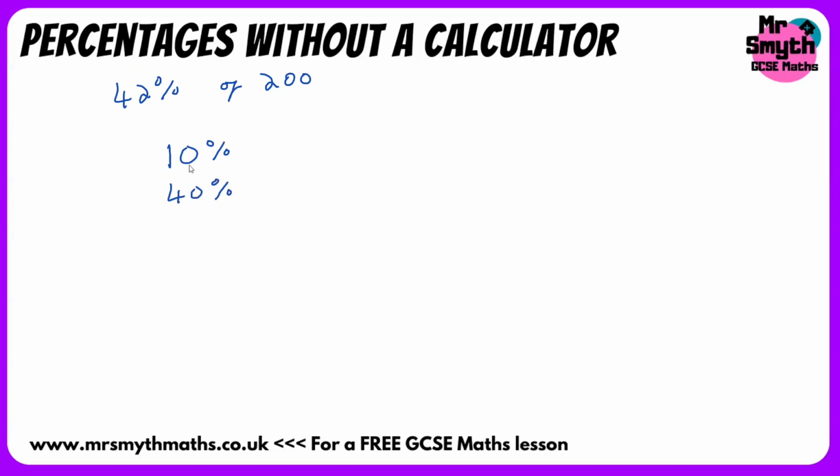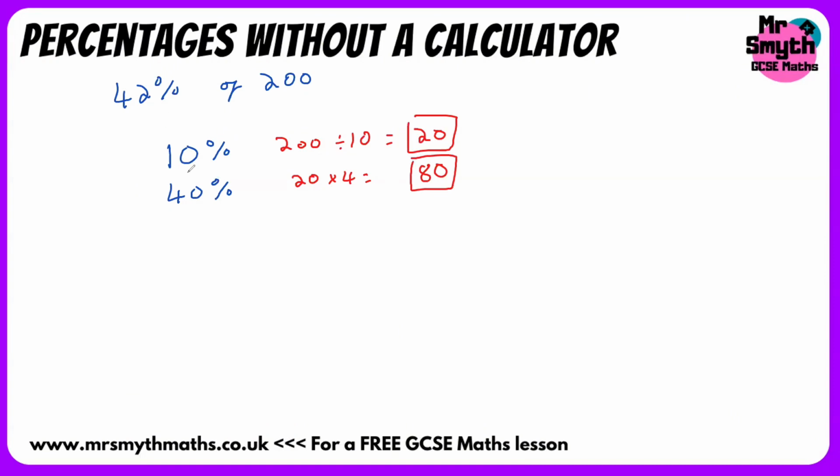So to work out 10%, I'm going to have to do 200 divided by 10, and that is going to give me 20. So 20 is 10%, but we want 40%. So I'm going to have to take the 20 and times it by 4, and that will therefore give us 80.